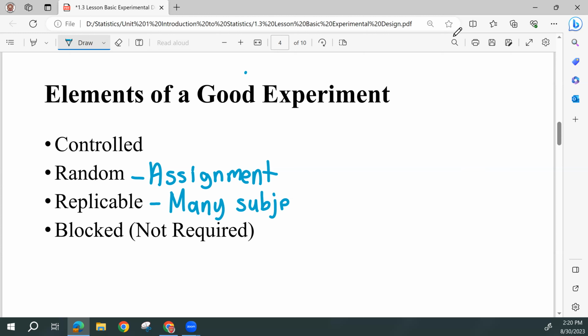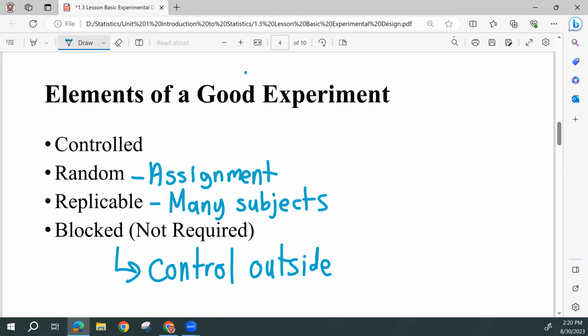So if we're testing a medicine, we are not going to have one person take the medicine. We are going to have many people take the medicine. And then good experiments typically have some element of blocking, which is not required, but it is helpful. And that is part of the way that we can control any sort of outside influence. And I will talk about more on this in a minute. One that I didn't write down here that I will talk about is blinding. Really good experiments usually have some level of blinding as well.